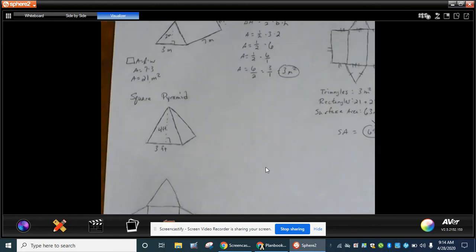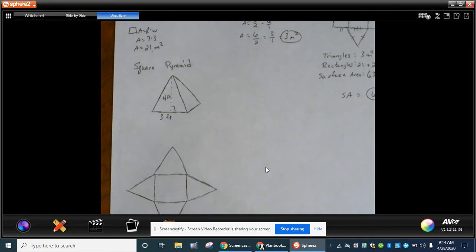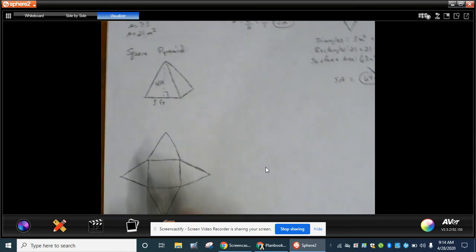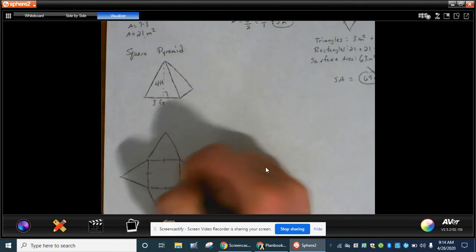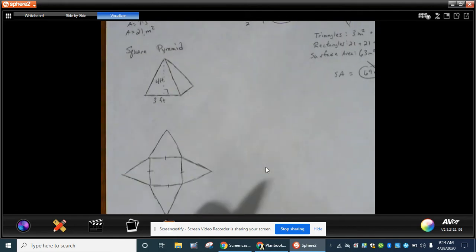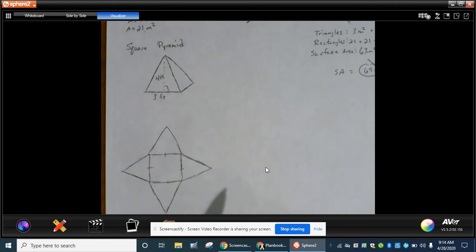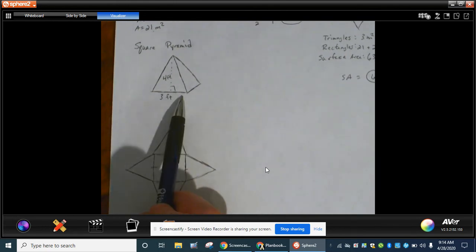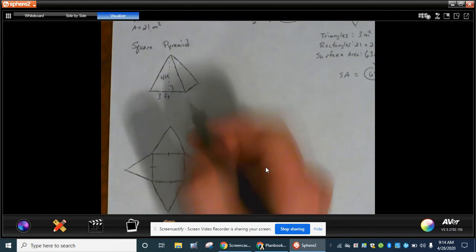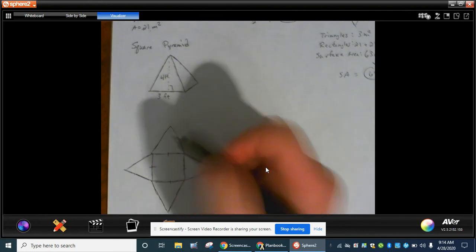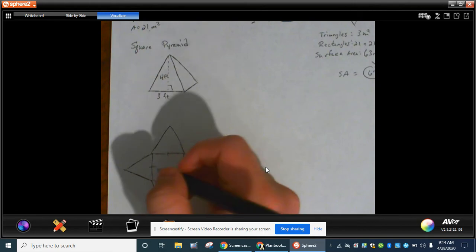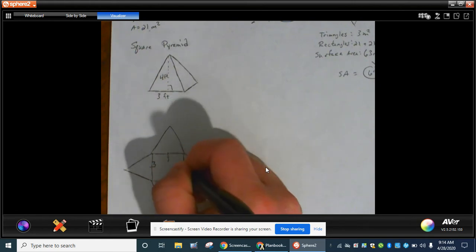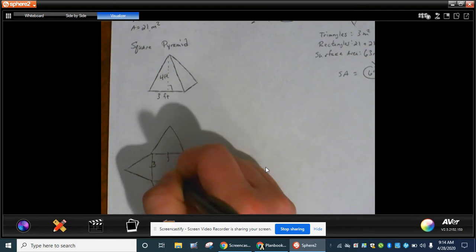All right, so let's move on to a square pyramid. Square pyramid means it has a square base. Remember, a square has all the same sides. In this case, one side length of my square is 3 feet, so that means all 4 sides are going to be 3, and that is feet, by the way.